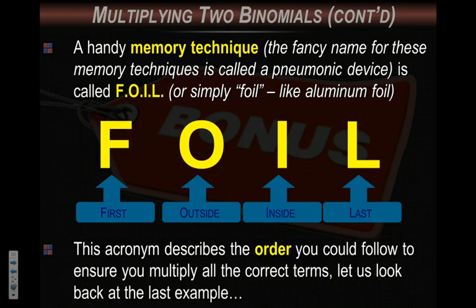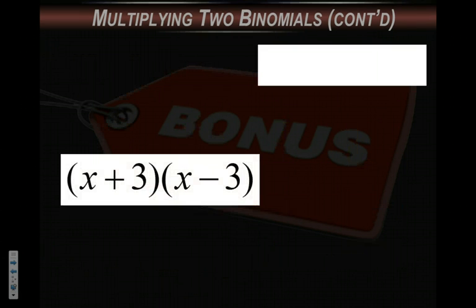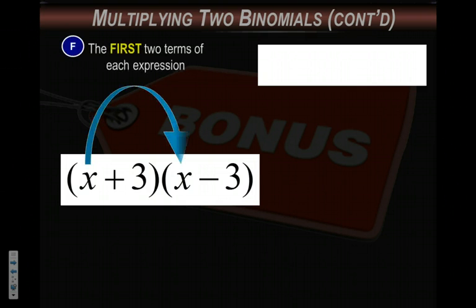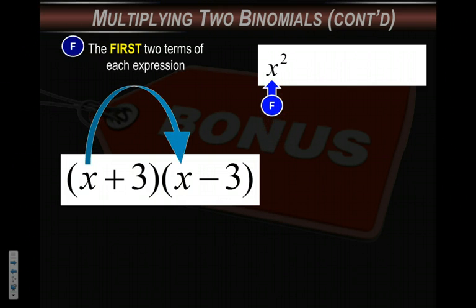Again, if this is confusing to you, worry not. This is bonus material. This is for those of you going into grade 10 pre-cal. Watch as I do this to the example. So what do we do? FOIL, first terms. Well, there's the first two terms, x and x. Those are the first two, x squared.